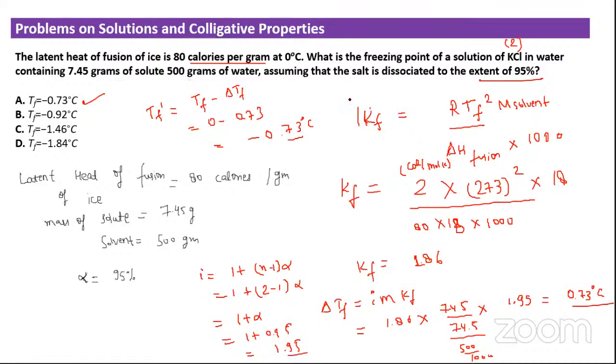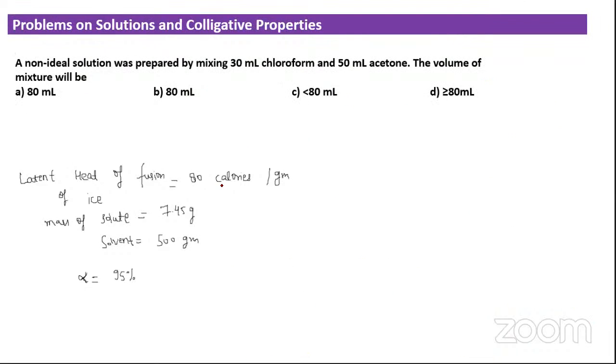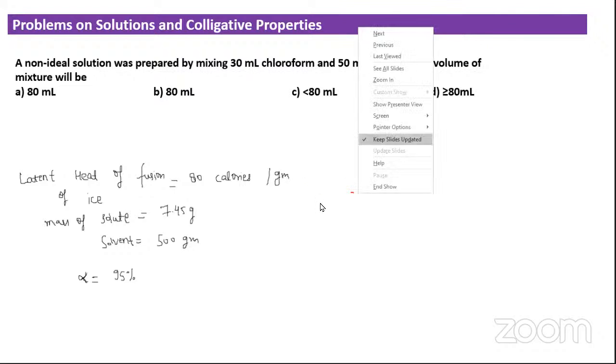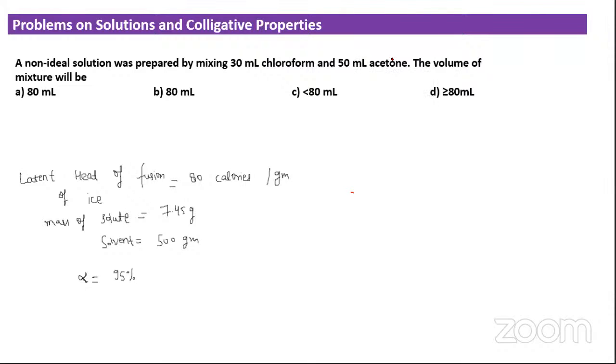Okay, fine. Let's go. So this is your next question. A non-ideal solution was prepared by mixing 30 ml of chloroform and 50 ml acetone. So you have to tell the volume of mixing will be, okay? What will be the volume of the resultant mixture? You have to tell us. Easy question. Give it a minute and tell the answer.